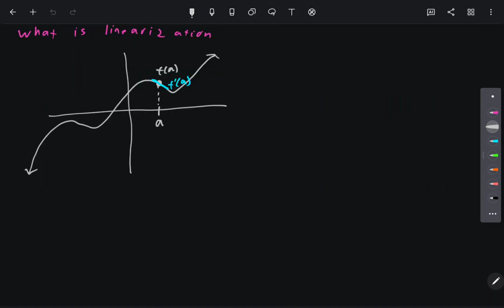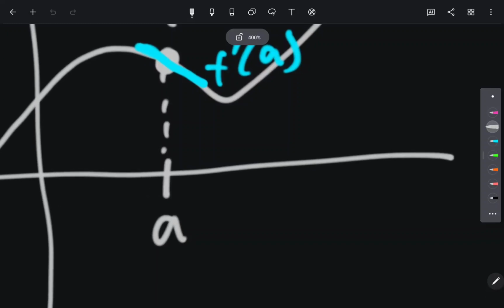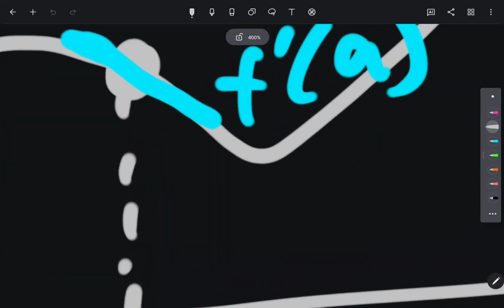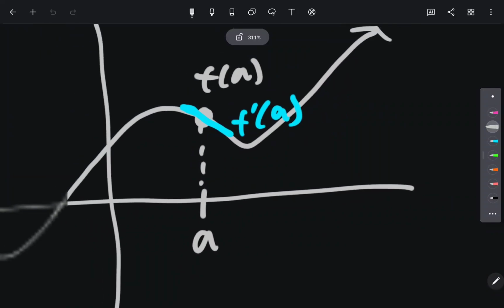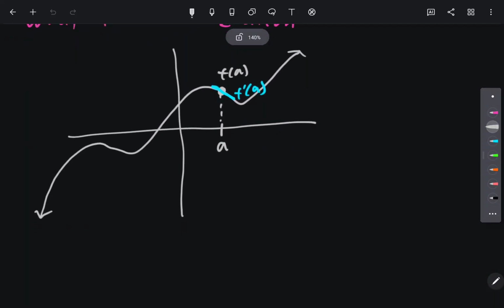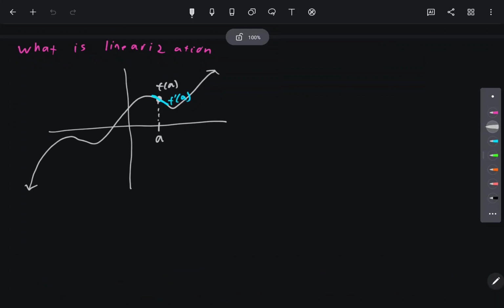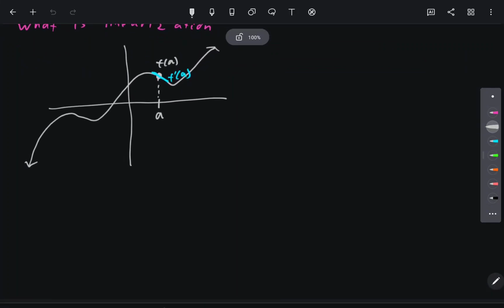So, what exactly is linearization? What this practically says is, as we get really close to a line at a certain point, it starts to look more and more linear. And we can use this fact to use the derivative to approximate values around a point.